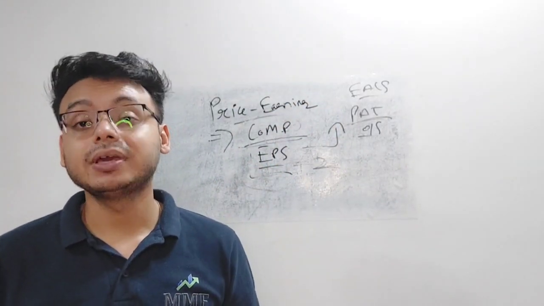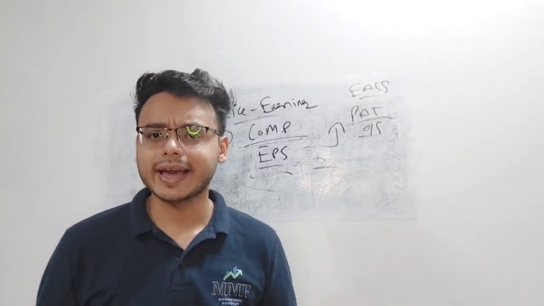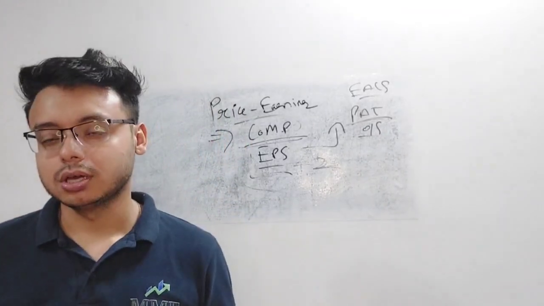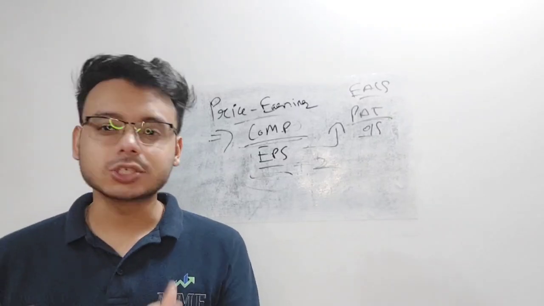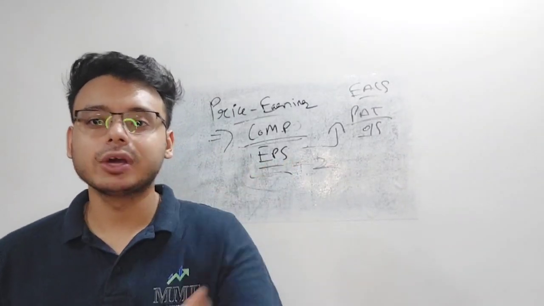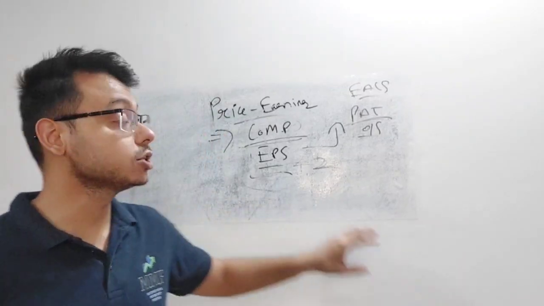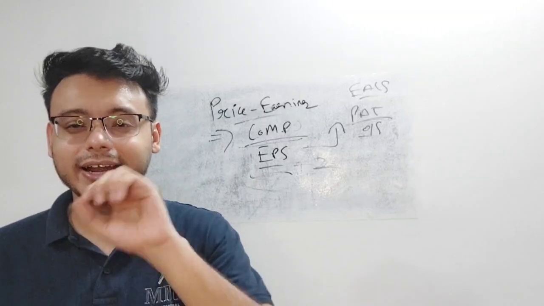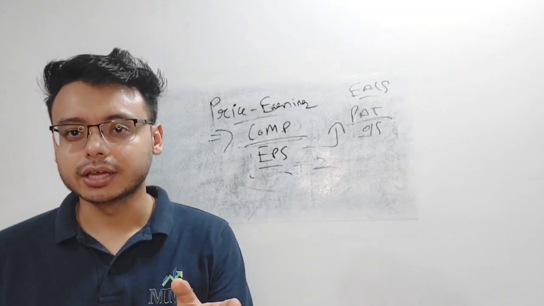And also in case of the BFSI space, the banking companies, NBFCs, insurance companies, price to earning cannot be used. We tend to use price to book value, price to embedded value for insurance companies. We'll be talking about these multiples in the subsequent videos as well. But the thing is, price to earning ratio cannot be used for all the companies present in the index per se, right?